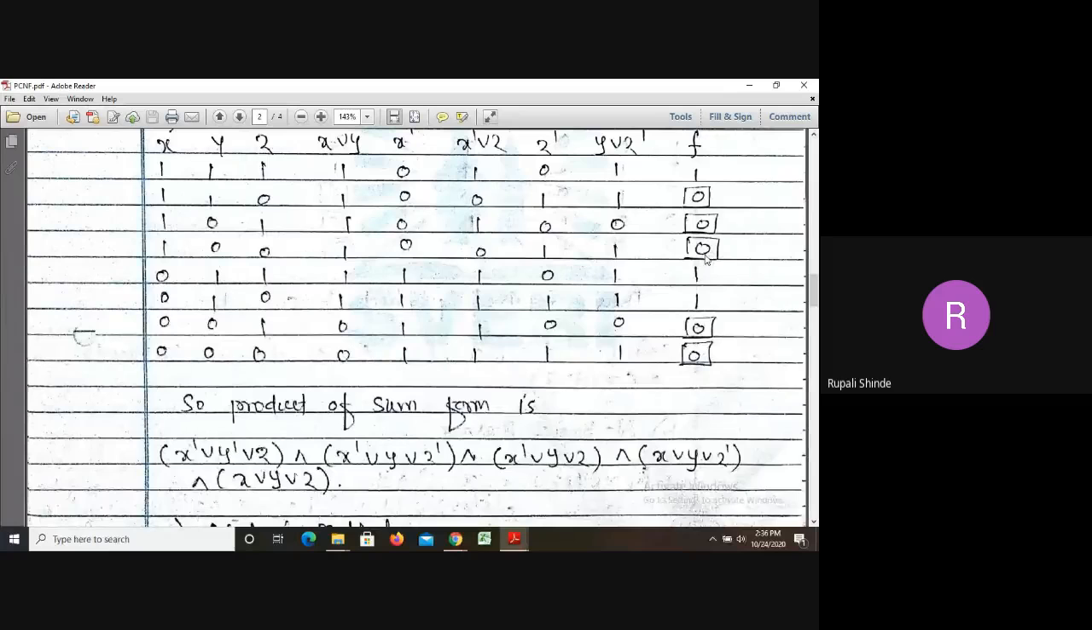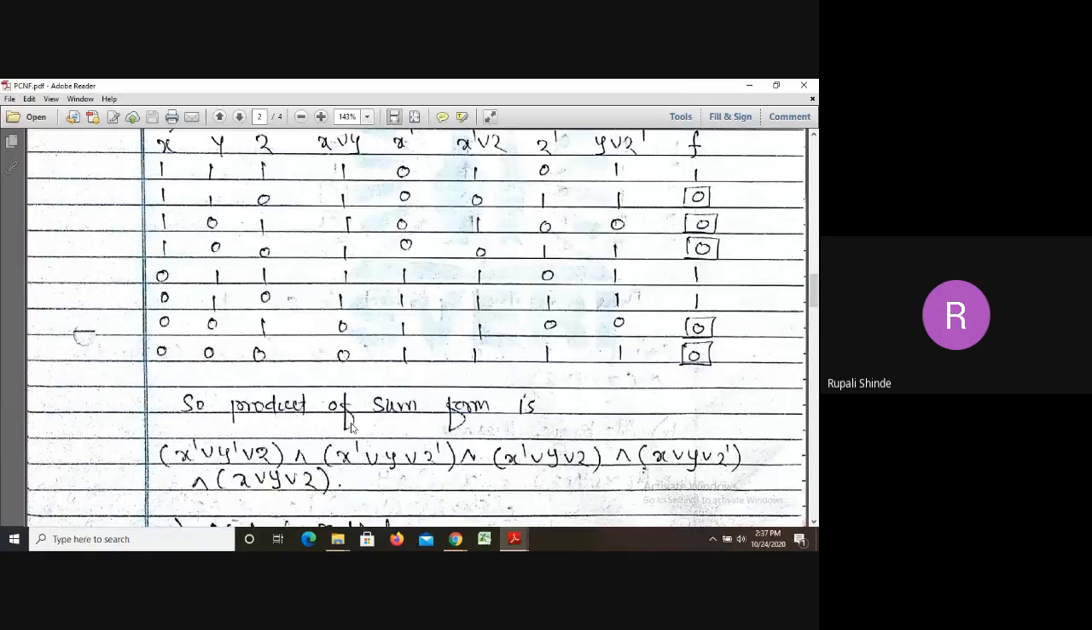So that term is written here. Now for this next 0, value of x, y, z is 1, 0, 0. Means what? x complement or y or z. Now for this next one, 0, 0, 1. So again, x or y or z complement. And for this last 0, values of x, y, z are 0, 0, 0. So x or y or z. So this is the last value.